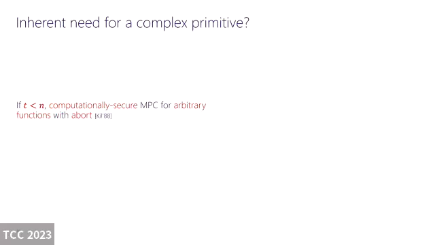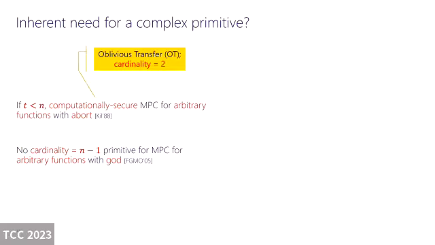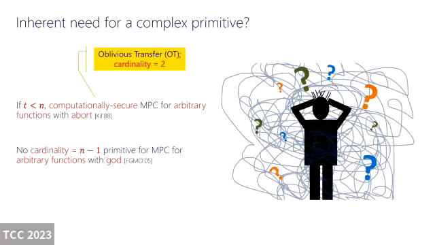This begs the question of whether there is an inherent need for a complex, that is high cardinality, primitive to obtain fair MPC protocols. Clearly, we don't need it for security with abort, as we mentioned before. And in fact, all we need is the cardinality 2 primitive of OT. Unfortunately, the seminal result of Fitzi et al. shows that no primitive of cardinality even as high as n-1 suffices for MPC with guaranteed output delivery. This leads to a confusing situation regarding what is needed for fairness, which is a weaker guarantee than guaranteed output delivery.